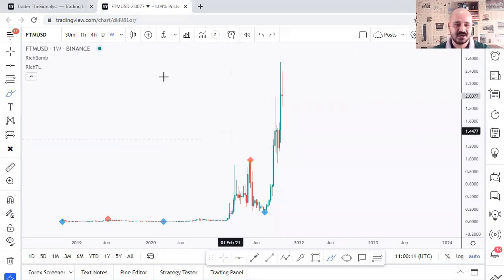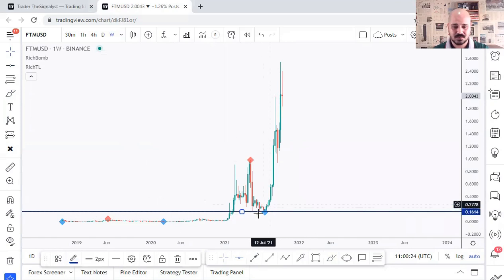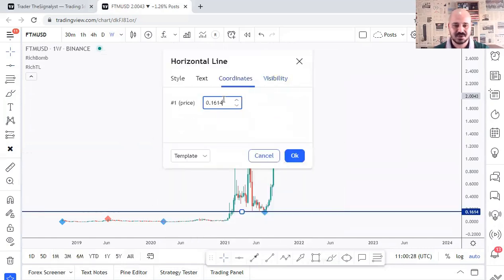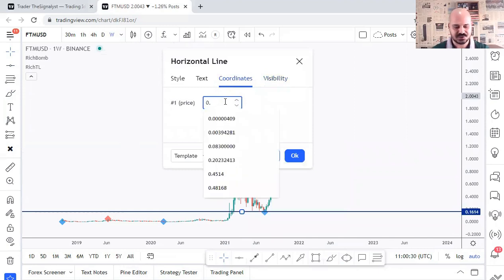But let's stay on the weekly time frame for now. So supply and demand, we are done. Market structure, we are done. And of course, this is our previous high. Now let's go to our round numbers. First of all, we've got this rejection here, and it happens to also be a strong round number, which is 0.1 or 0.2.